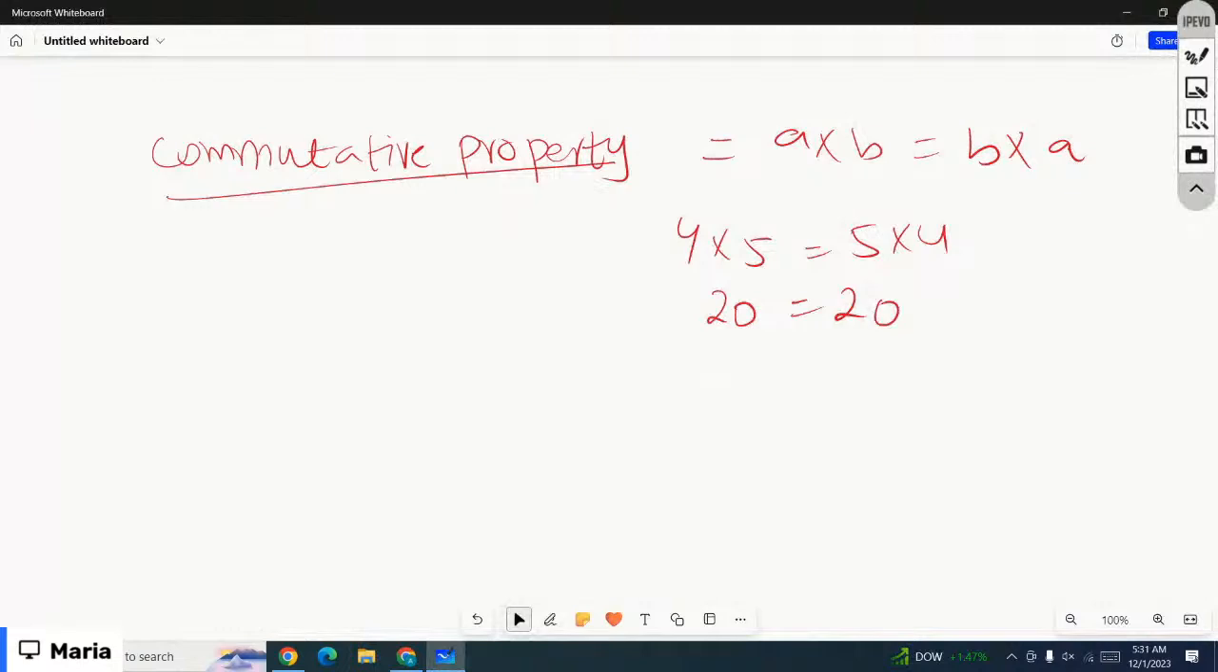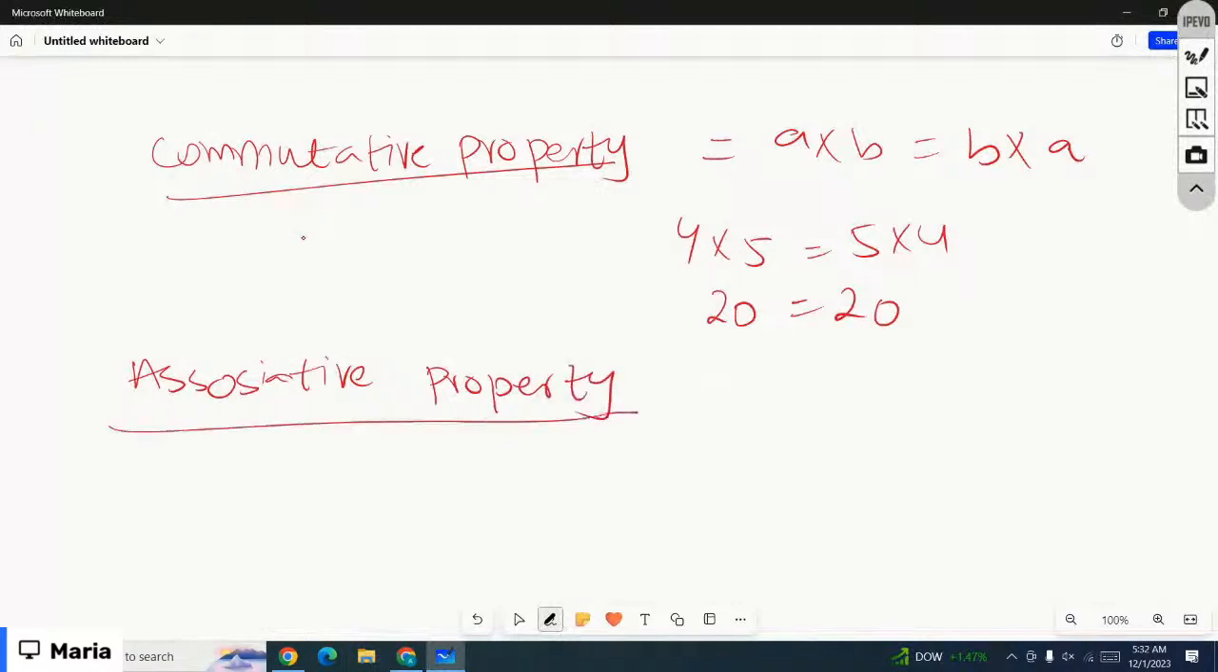That is the commutative property. The next one is the associative property. Let's just see what the associative property is. In the associative property, three numbers are involved, right? Just their order of multiplication is different. A times B times C, and here you have A times B times C with a bracket. The bracket means you have to evaluate that part first, right?